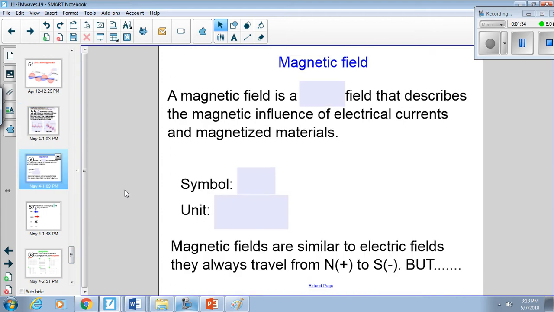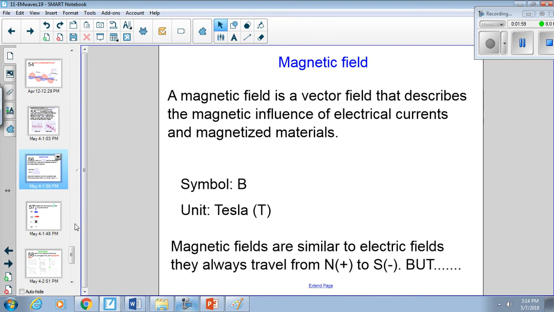Alright, so magnetic field is a vector field that describes the magnetic influence and currents of magnetized materials. Its symbol is B, because it is. The unit is a Tesla, capital T. So magnetic fields are similar to electric fields, so they still go from positive to negative, but we're looking at north to south. So north is positive, south is negative.